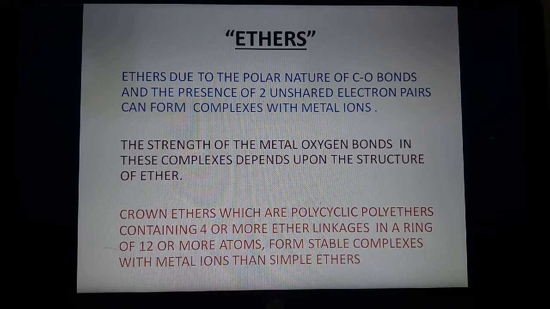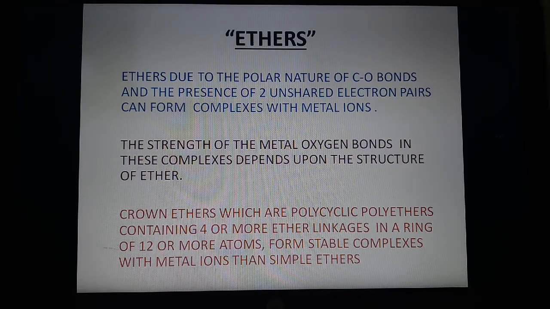Now I will be discussing crown ethers. This is something different. We have already learned about simple ethers. Ethers, due to the polar nature of the C-O bonds and the presence of 2 unshared electron pairs, as we have just seen earlier, contain 2 lone pairs. So the presence of the 2 unshared electron pairs can form complexes with metal ions, that is, a coordinate complex.